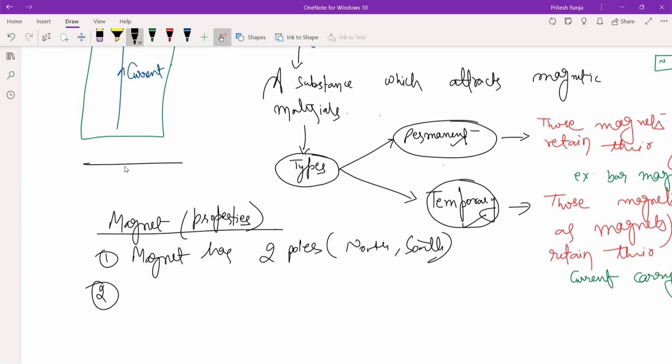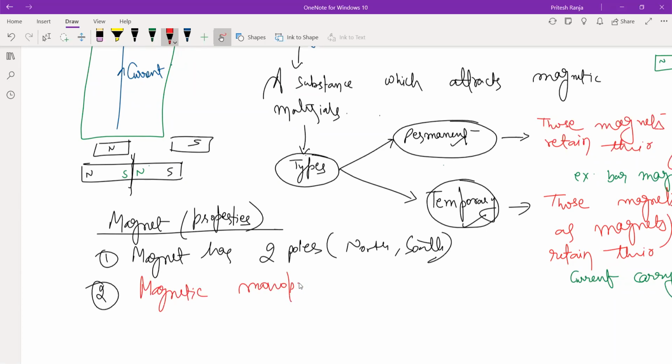Okay, so let us say we have a bar magnet, with north and south pole. If I cut this magnet at this point, will I get a magnet with north pole and another magnet with south pole? No, sir. Clearly no. Even if you cut it from here, you will get two magnets with again two poles. So what does this suggest? Magnetic monopoles, that means single poles of a magnet, do not exist.